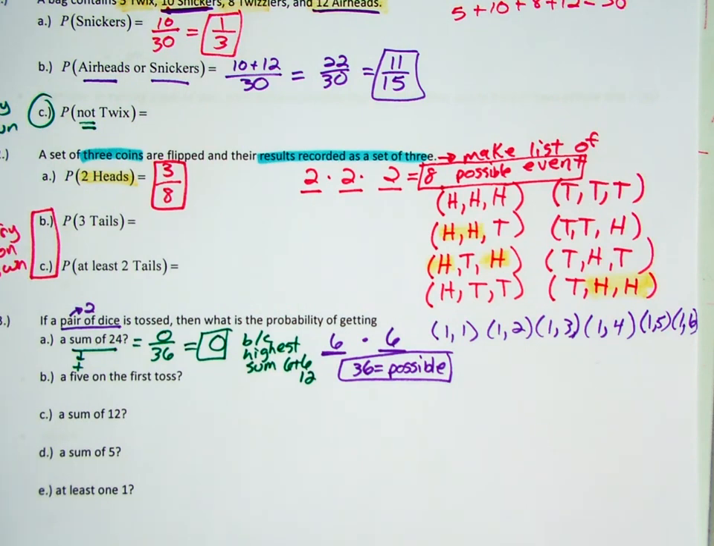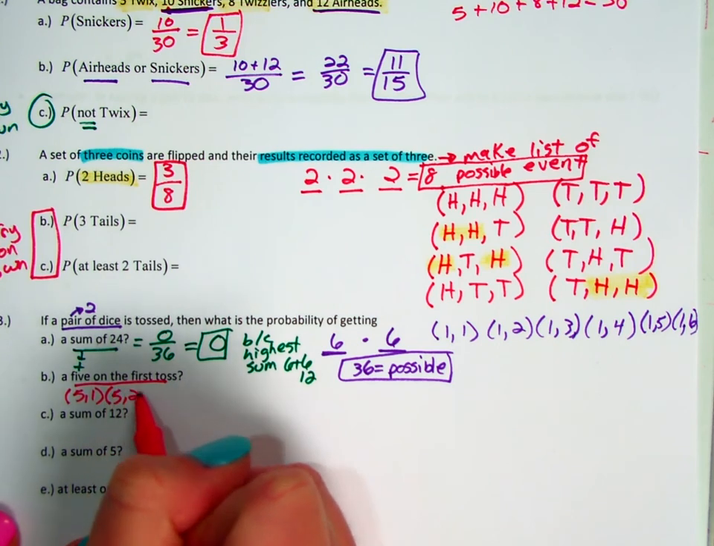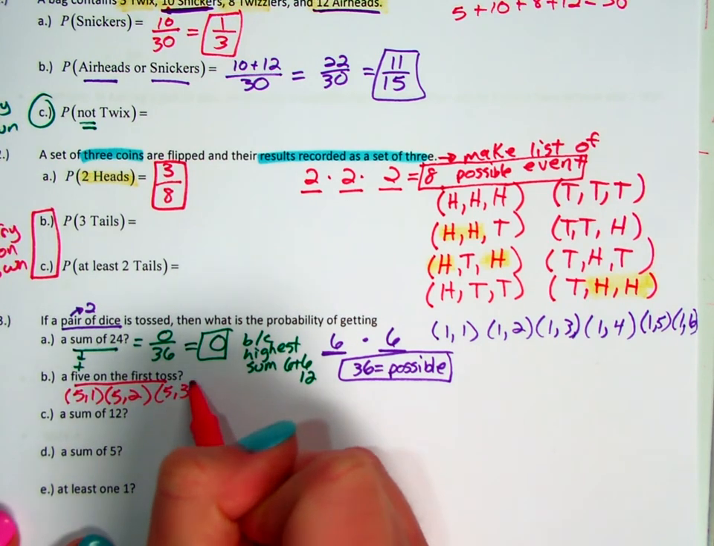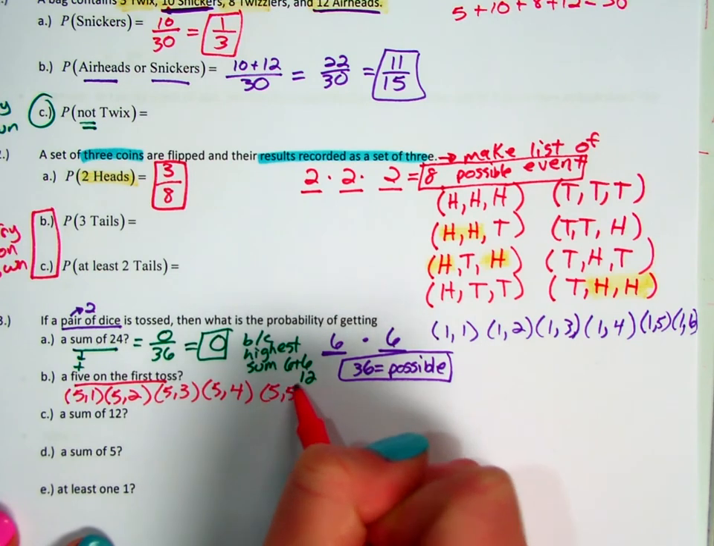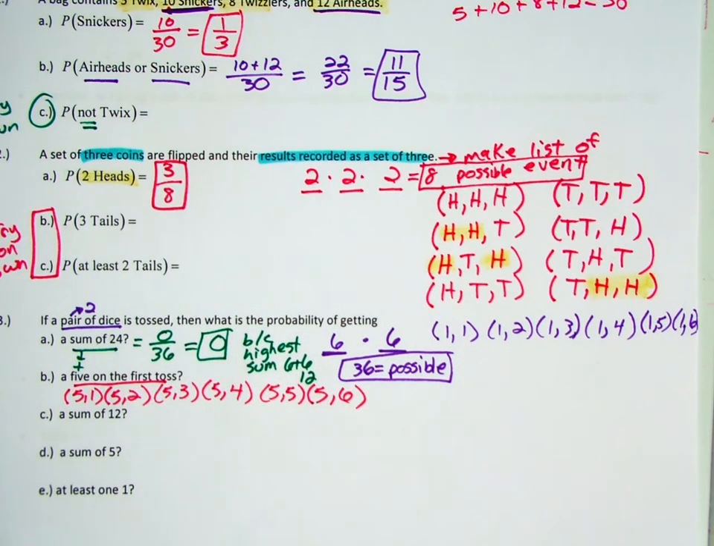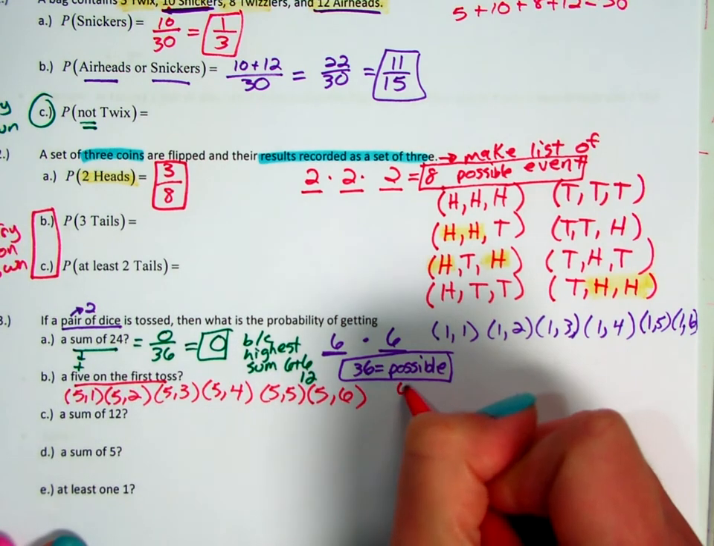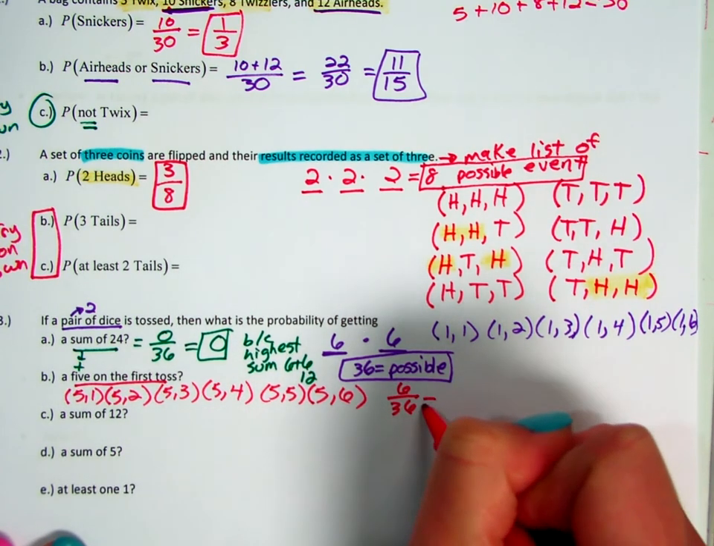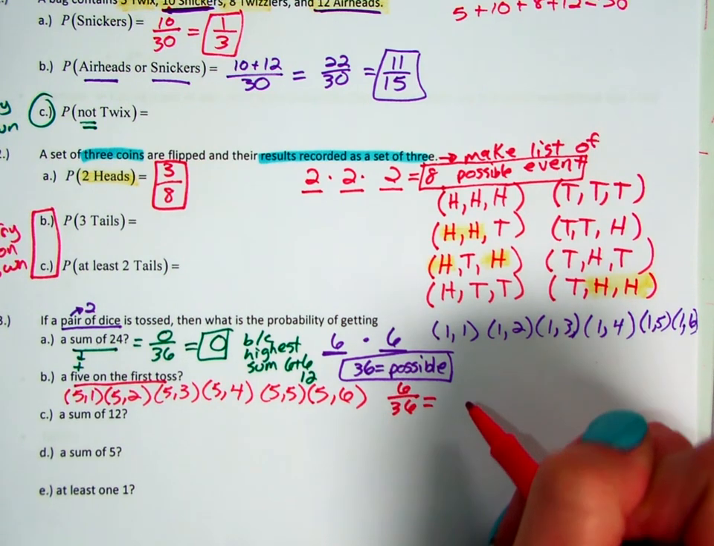So now for this next one, it says getting a 5 on the first toss. Well, let's just list all the ways we can get 5 on the first toss. 5, 1, 5, 2, 5, 3, 5, 4, 5, 5, and 5, 6. So I have 1, 2, 3, 4, 5, 6 ways to get what I want on the first toss out of 36 total, which reduces to 1 out of 6.